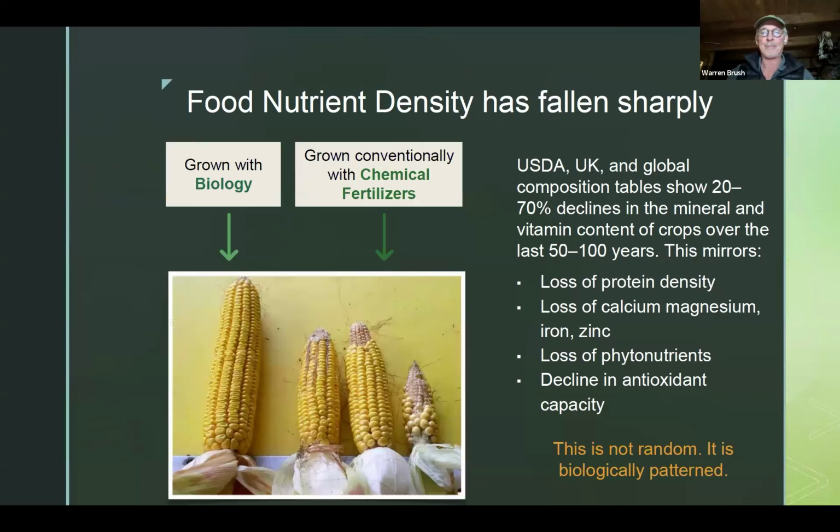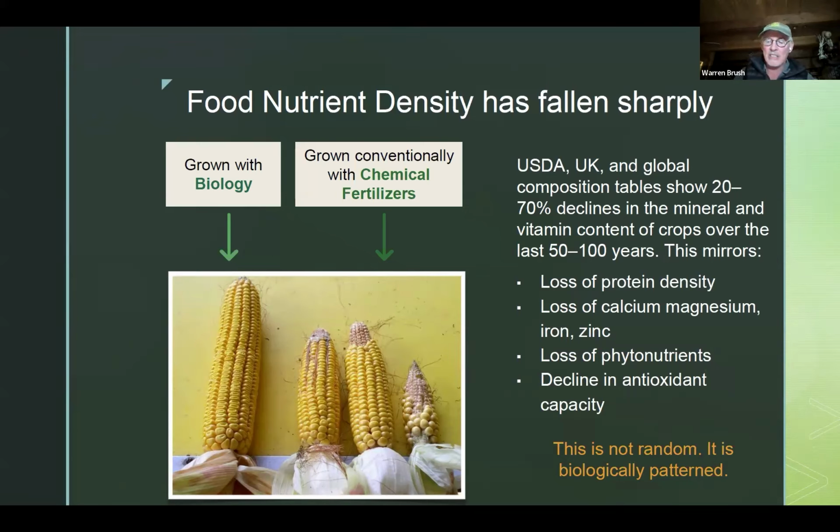Next, T. And so when we look at food nutrient density in the plants that we're growing that are feeding ourselves and the people that we're working with, what we're seeing are declines in mineral, vitamin, and other types of nutrient content that's needed for health. So things like protein density, the loss of calcium, magnesium, the loss of phytonutrients, and then, of course, the decline in antioxidant capacity, which directly translates to our capacity to stay healthy.